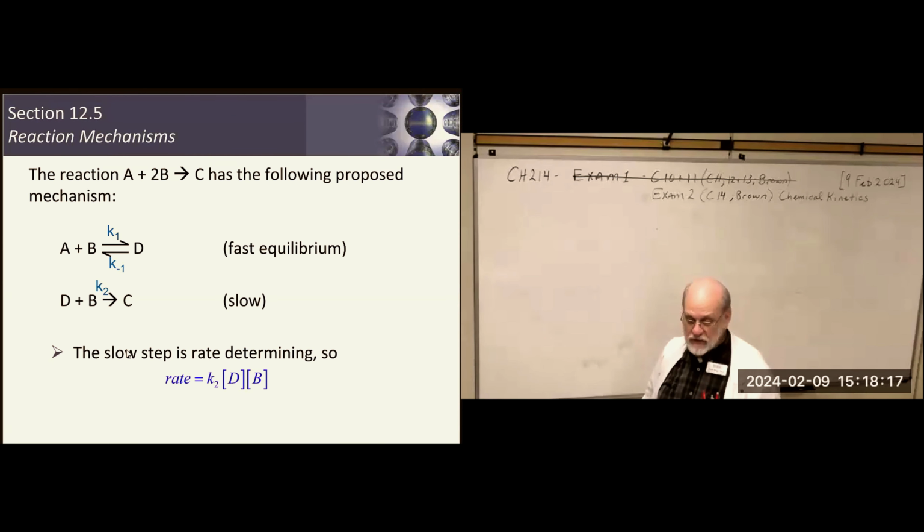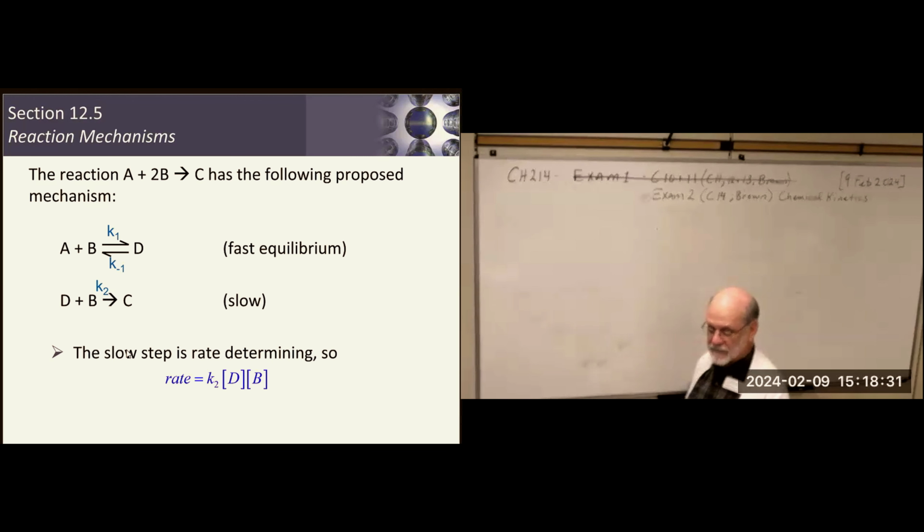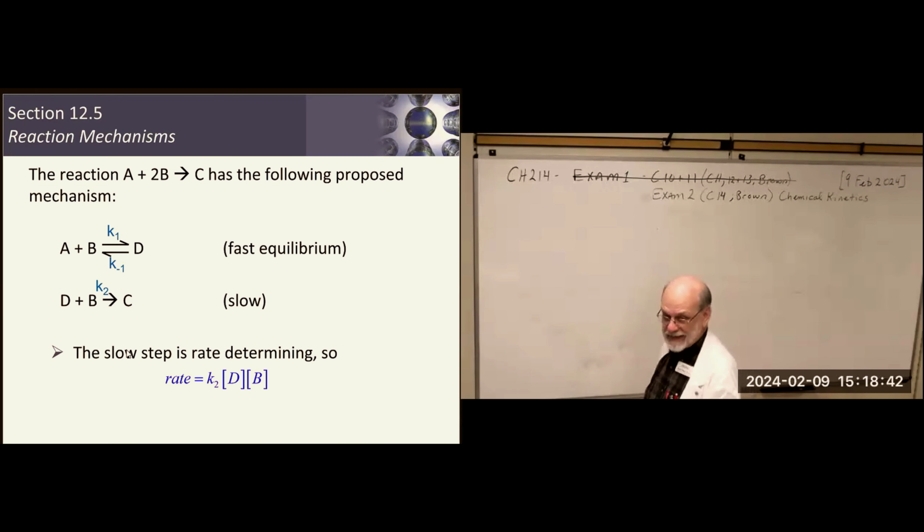And if we do, there's rate equals K2, right? K2 is the slow step constant, and D times B. Remember, the elementary steps, we can use their equation to generate the rate law. This is the rate law for the slow step. Notice, though, that we've got a D in there, and there's no D. That intermediate is not in the overall equation. So we got to do something to get rid of that D.